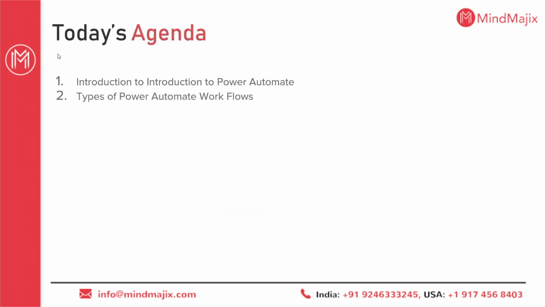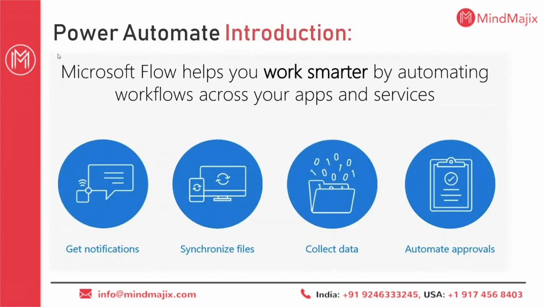Today's agenda, we will discuss Power Automate, and then we will also see what are the types of Power Automate workflows we have. Okay, let's start with the Power Automate introduction. Microsoft Power Automate is one of the services from the Microsoft Power Platform. This will allow users to automate their favorite applications and automate the data flow or workflow between them. You can automate sending notifications, synchronizing files, collecting data, and you can also automate approval processes. We'll also see all of these in examples in a live demo.